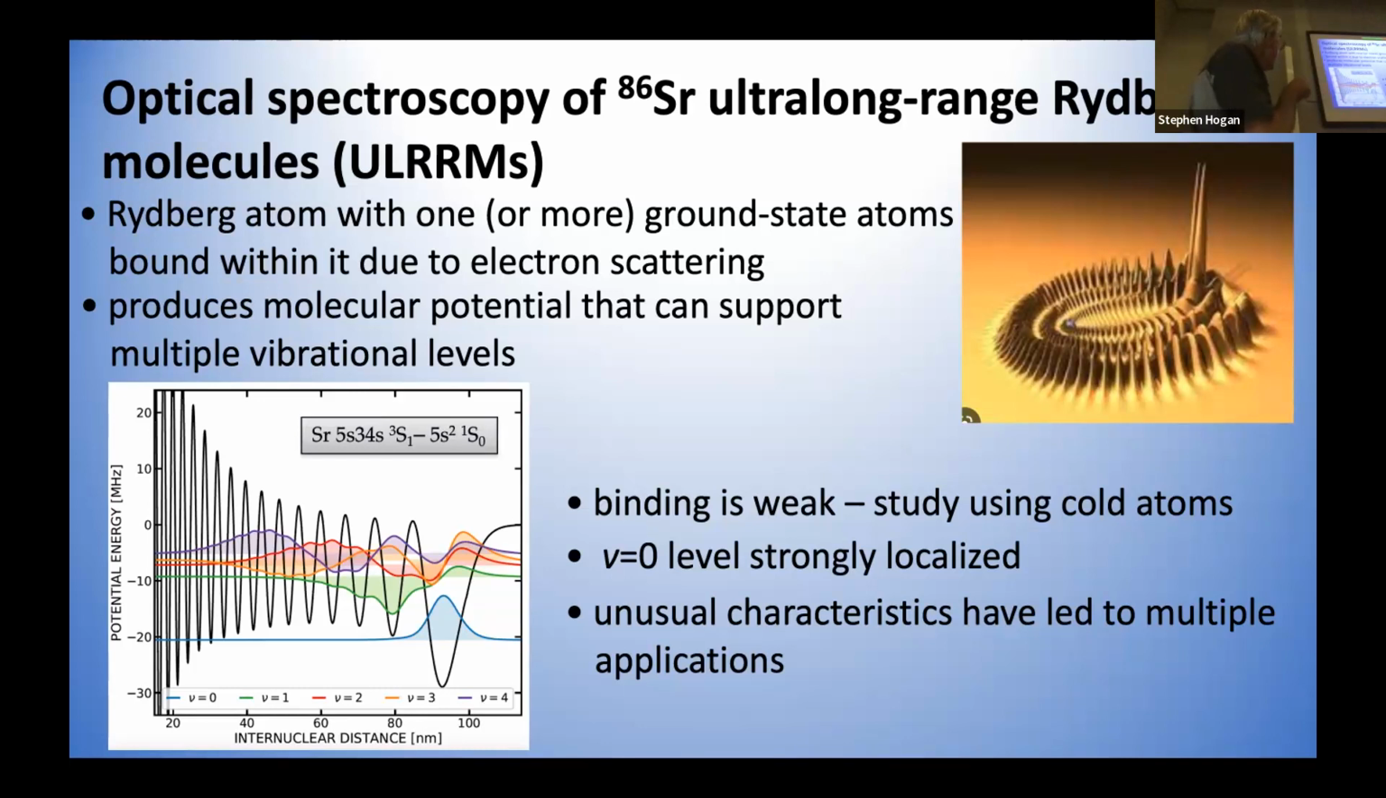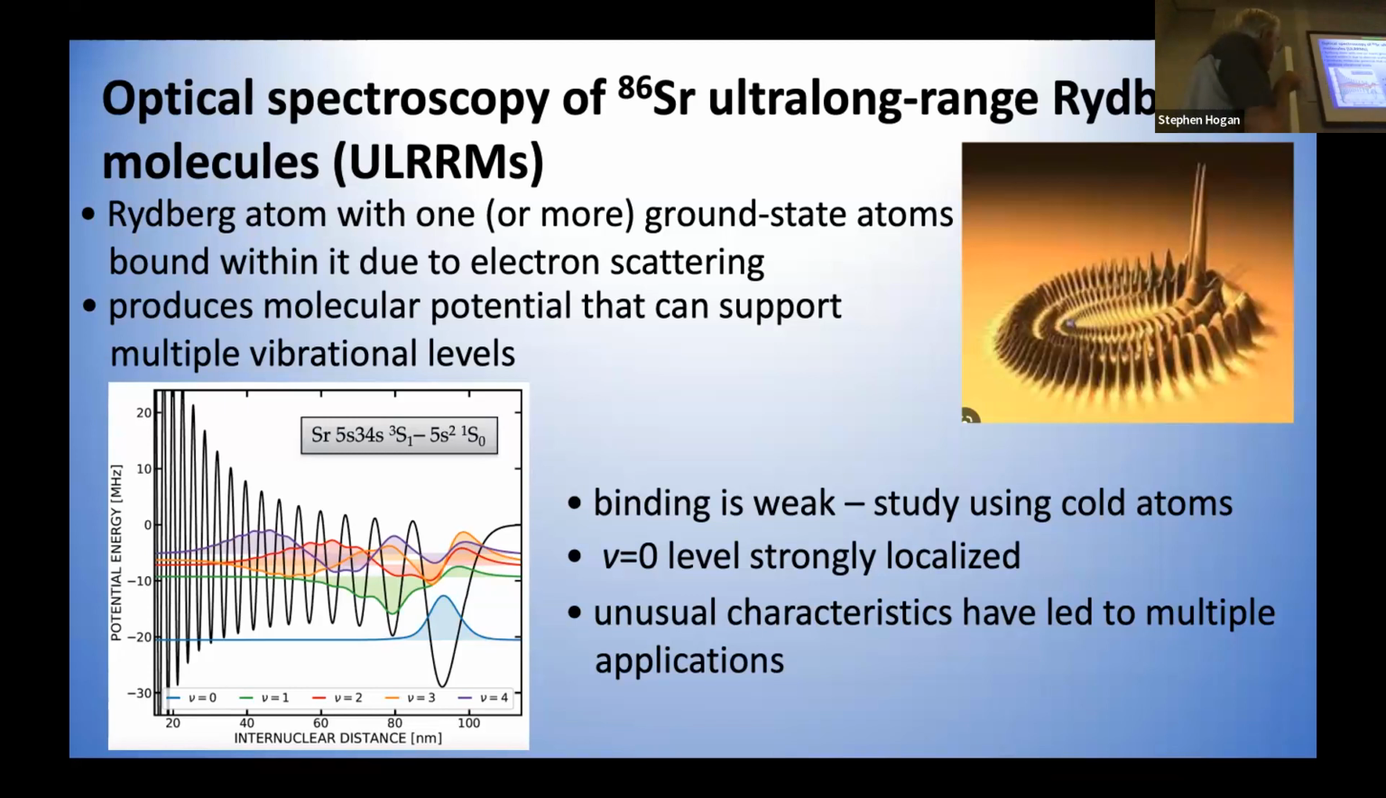And you see there are a whole lot of wiggles here. And that's simply reflecting the fact that that is the radial electron probability density distribution in the atom. And this potential will support a number of ground vibrational levels. The wave functions are shown here in different colors. The ground state is bound by about 20 megahertz. The others are bound by a few megahertz. So the binding is weak. So you can only study them then using cold atoms.